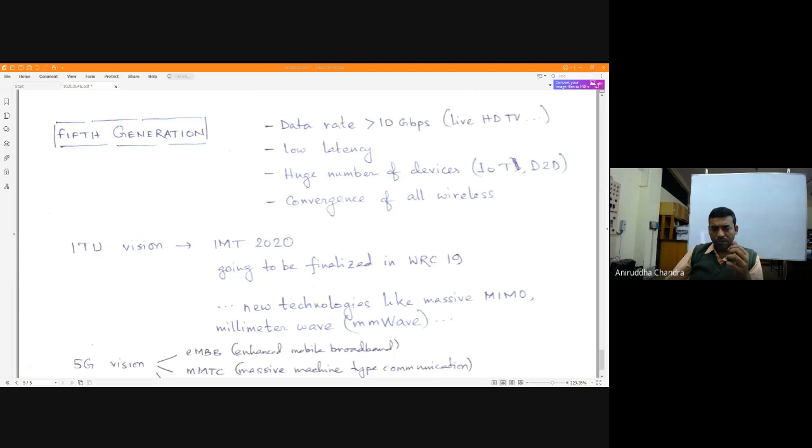The ITU, the International Telecommunication Union, which I said is part of the UN, also came up with a vision, IMT 2020, and that tried to standardize 5G. But ITU is not actually guiding everything. They are just giving a vision, and they are trying to negotiate. What actually happens, where the action is, is in WRC.